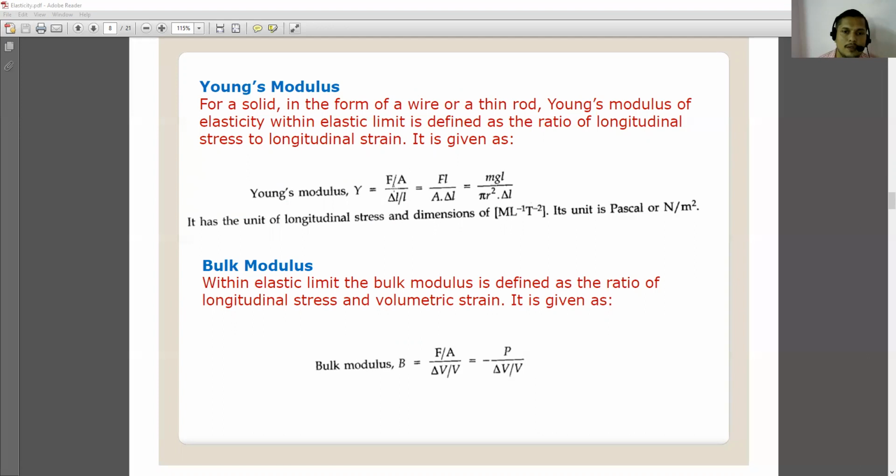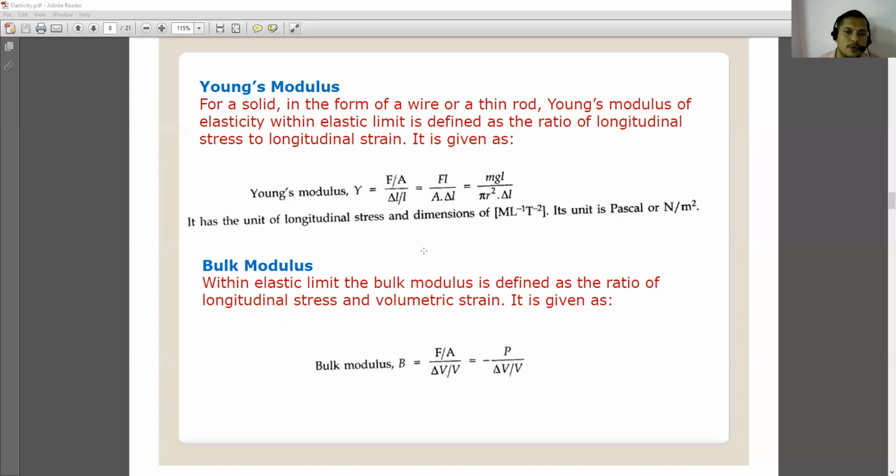So how can we write this? We can adjust the terms. Small l comes to the numerator and capital A goes to the denominator. So it becomes FL divided by capital A into delta L, which is equal to MGL upon pi r square, that is area, into change in length, that is delta L.